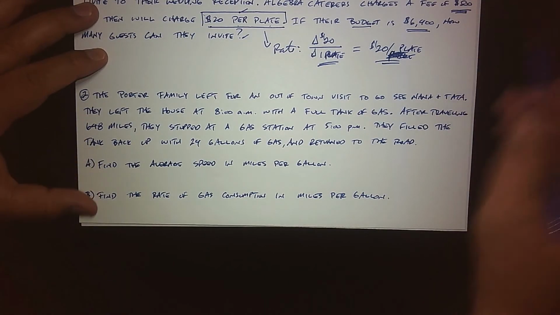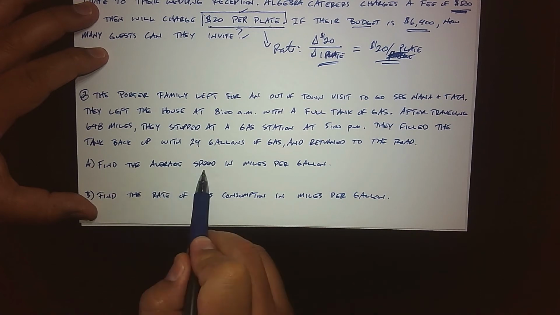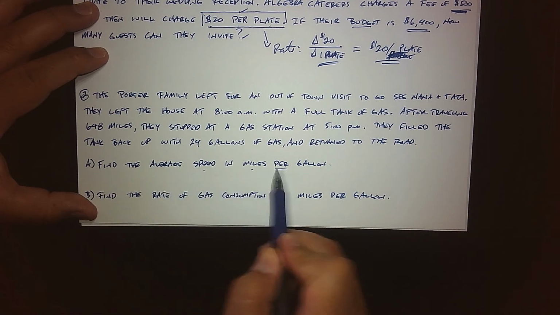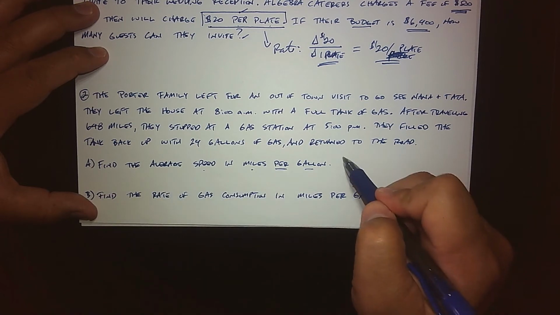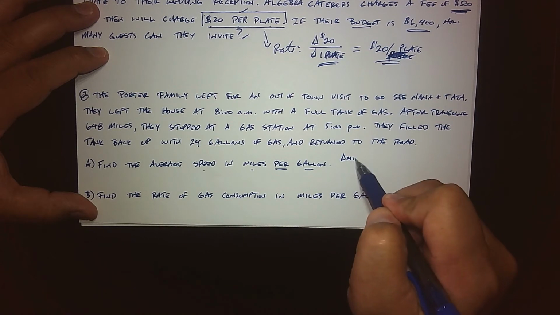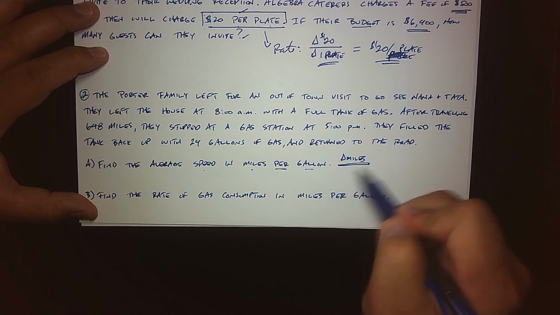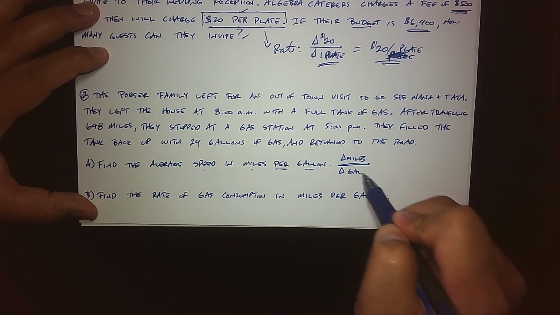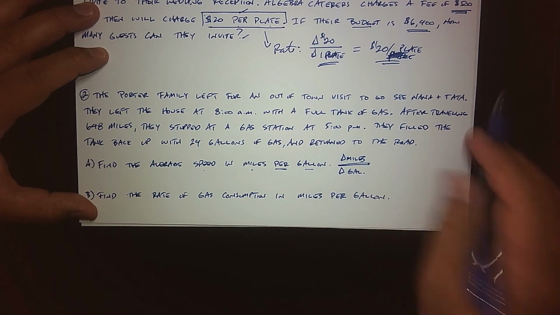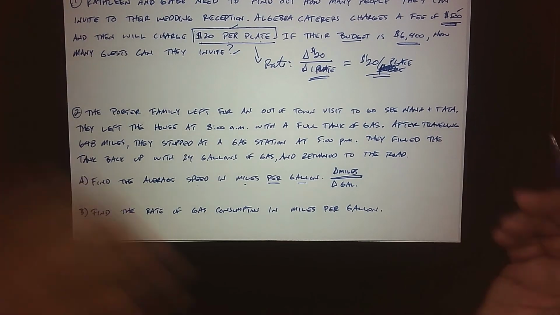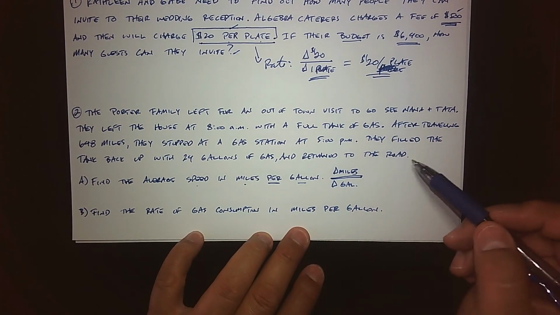So what's the rate of change? Well, we're asked to find the average speed in miles per gallon. So just like a word problem, we're going to identify what my unknowns are. We've got a change in mileage divided by a change in gallons. So our job is basically to find those two changing quantities for this situation.